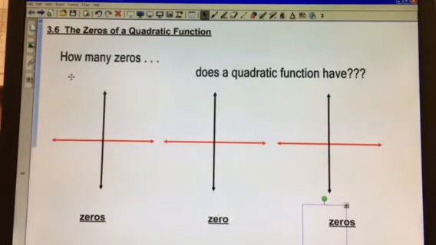Okay, in this lesson we're going to look at sections 3.6 and 3.7. In 3.6 we're going to look at the zeros of a quadratic function. So follow along on your handout.